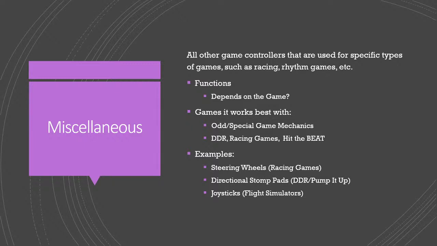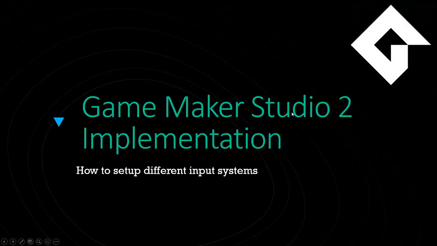Rhythm pads, they're used for games like DDR or Pump It Up, and yeah, they're just really weird things. There's so many different types of controllers you can use. But yeah, let's go ahead and start talking about GameMaker Studio 2 implementation. So how do you set up different input systems? Let's go right into that.